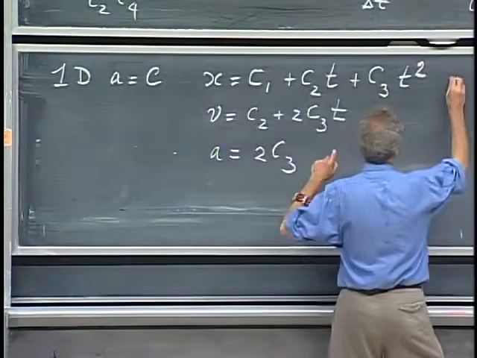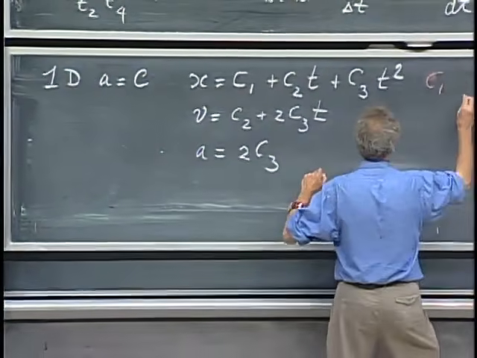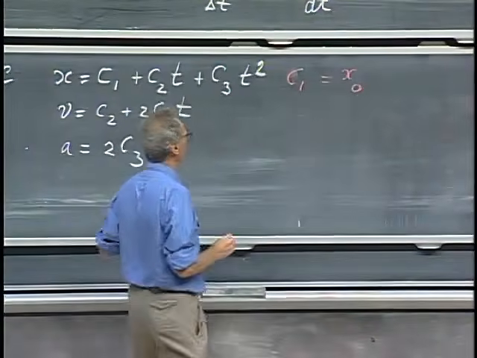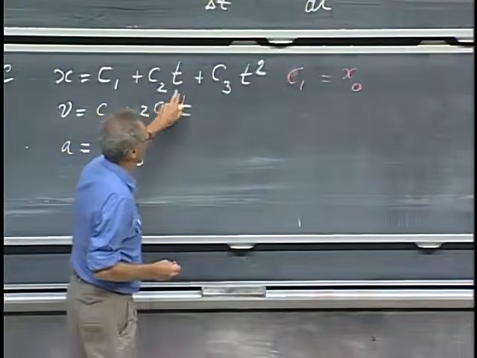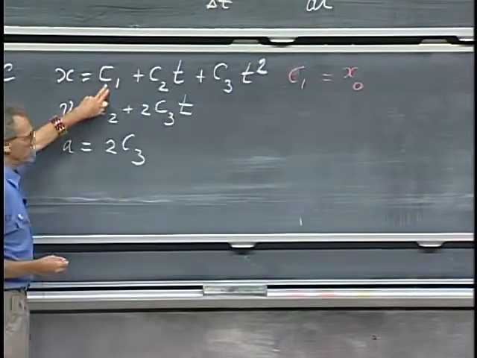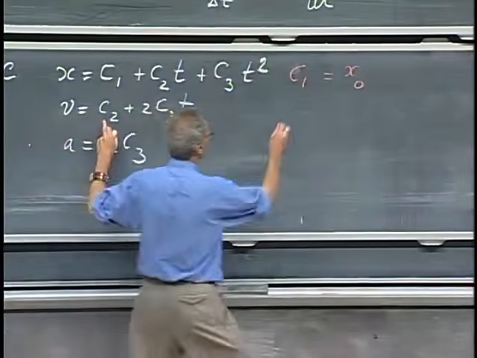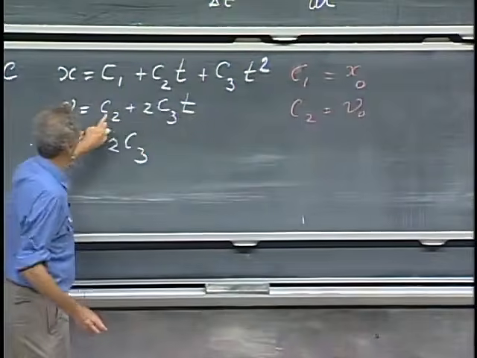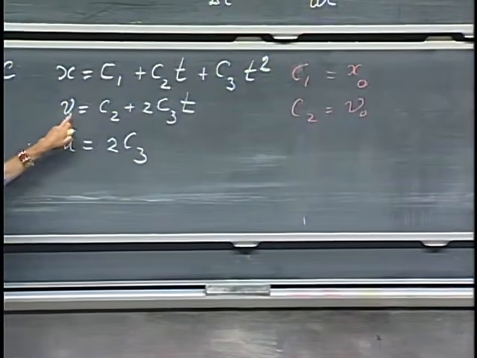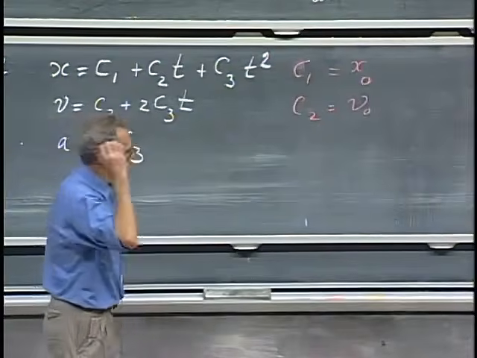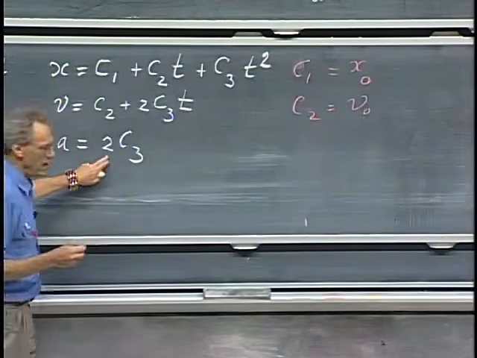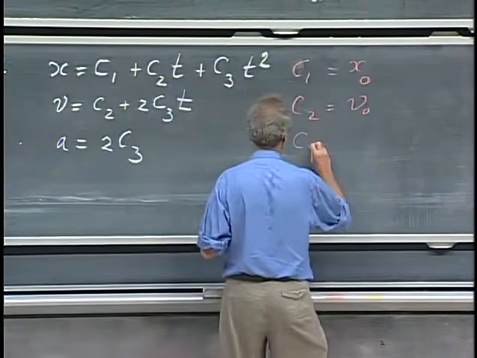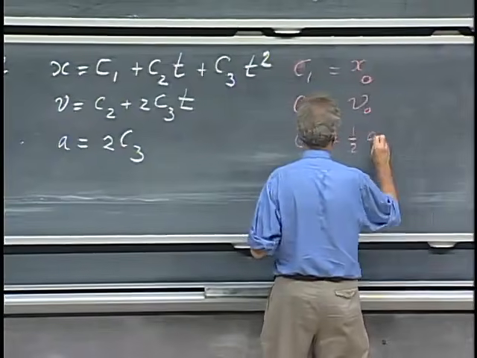Clearly, c1 is the position of x at time t equals 0, for which we often write an x0. Because when t is 0, that is where x is. c2 is really the velocity at time t equals 0, because when t is 0, that's when c2 is v. And the acceleration, which is not changing with time, is 2c3. Therefore, c3 is half the acceleration.